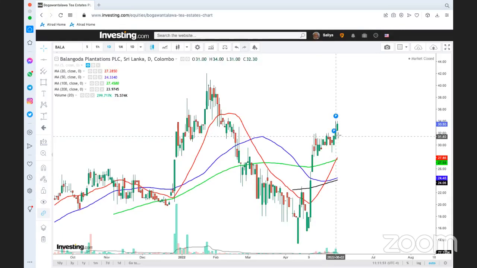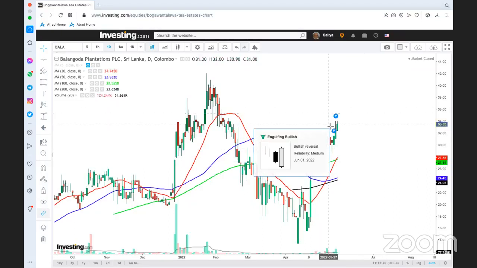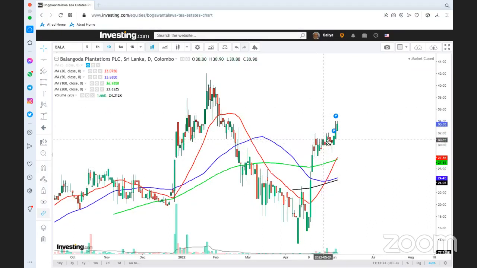Yesterday also it came down to test almost that area and closed above the opening price, or rather the closing price of Thursday. Closing price of Thursday is 32.30, and yesterday's close is 33.50, and yesterday's opening had been 32.40. Right, so this is moving into the next stage after breaking out of this area. It's moving to test new highs.